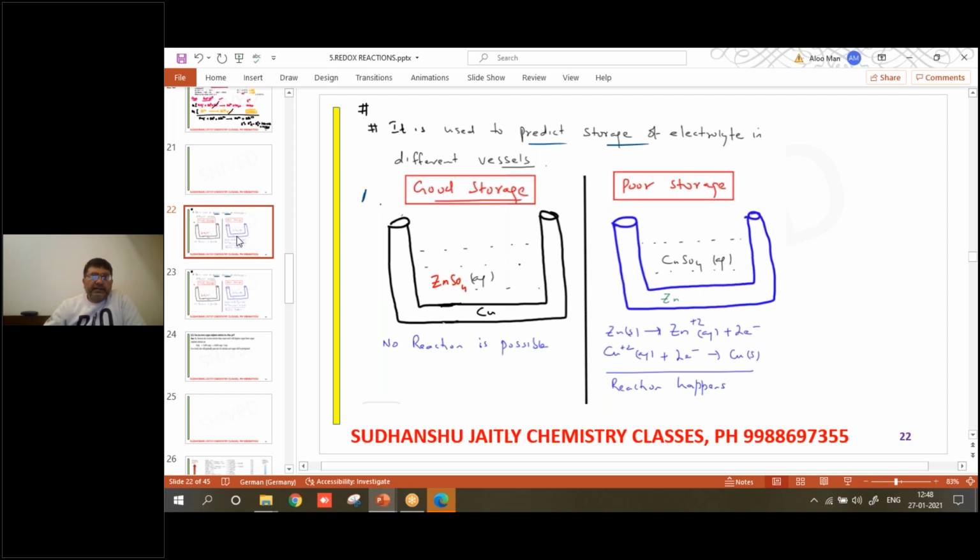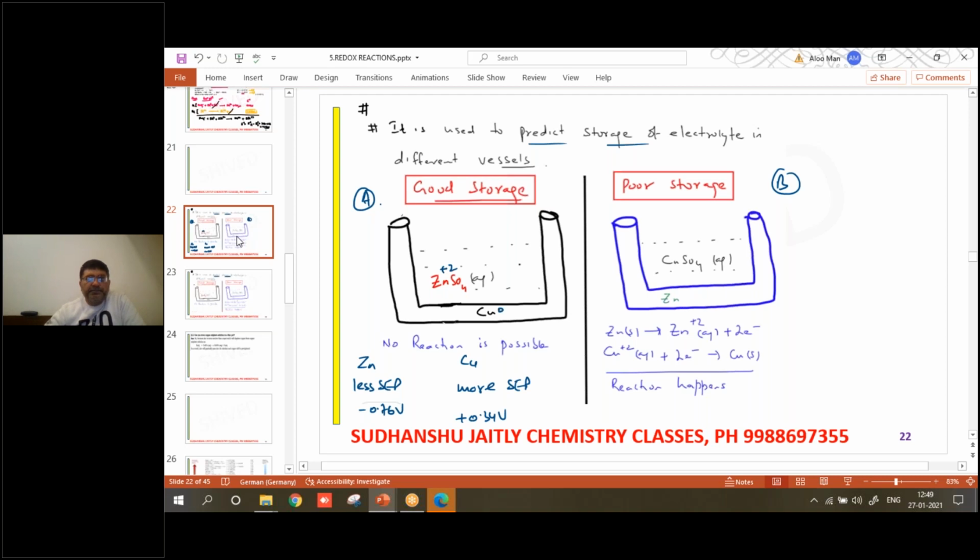Let us consider two cases A and B. Here zinc sulfate is stored in copper. Now son, zinc has less SEP, right? You don't need to memorize, but of course if it happens with practice, no harm. This has more SEP, right? So which is going to be oxidized? Zinc. But here zinc is already present in more oxidized form. It cannot lose more electrons.